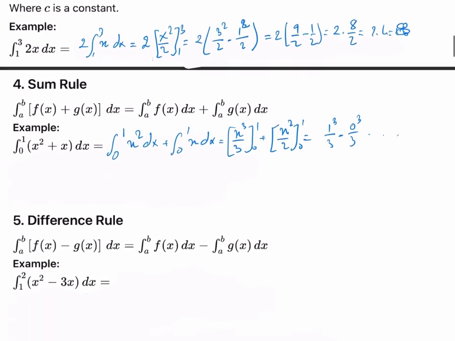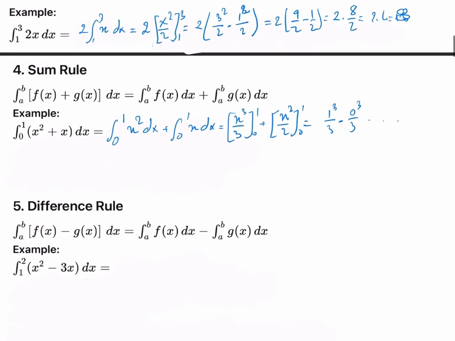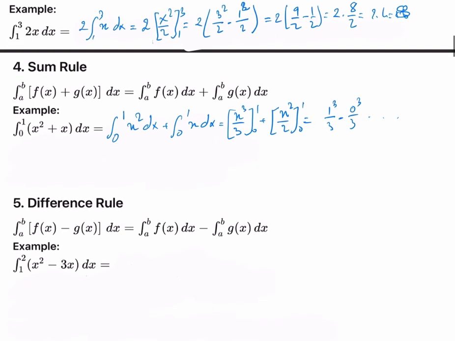The fifth rule is the difference rule. Same thing as the addition rule. You have two different functions, one minus another one. You just split them, each function by itself. As an example for this, we have the integral of x squared minus 3x. This is one function, this is another function. I will split them apart.